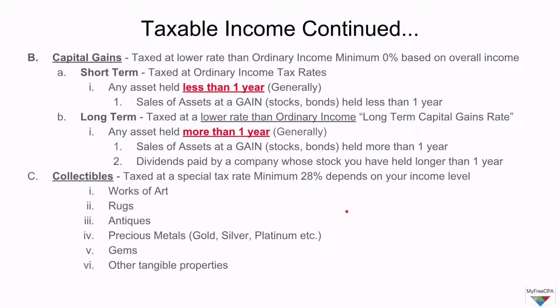What are collectibles? Works of art, special rugs, right? Not wall-to-wall carpeting, but special rugs. Basically what you would consider an antique rug. Precious metals, antiques, gems, any other collectibles such as anything rare that's gone up in value, right? Older cars, Mickey Mantle rookie cards, things like that.